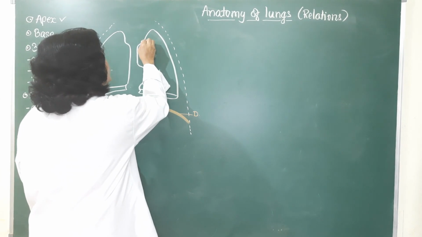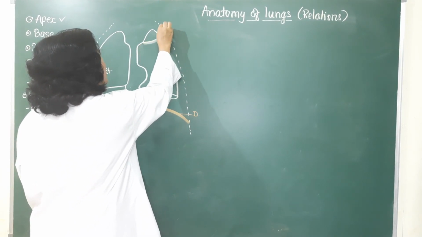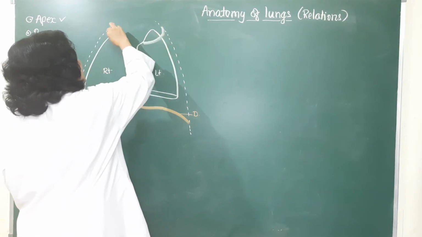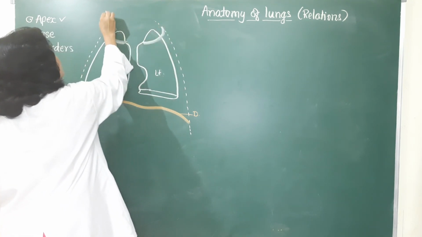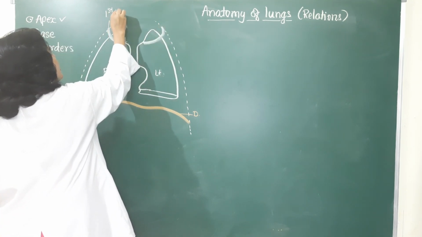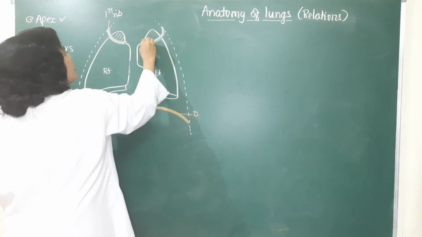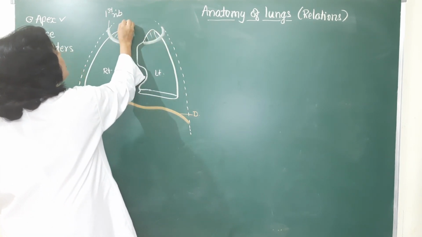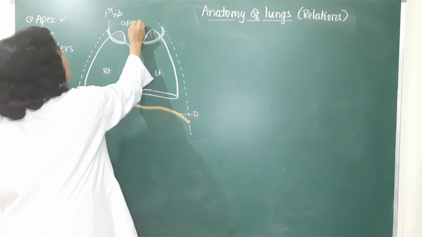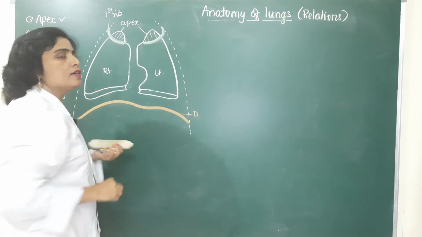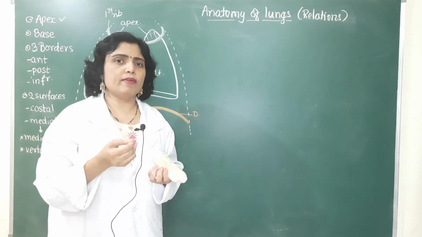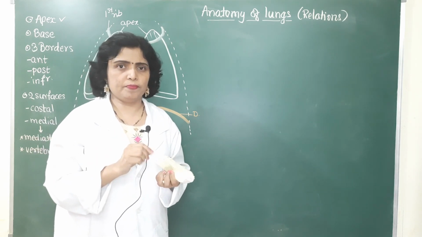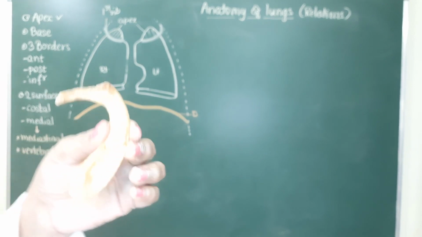You know, the apex is the part of the lung which lies above the level of the first rib. Suppose here I have drawn the first rib. The part above it will be referred to as the apex of the lung. Before we see the relations of the apex, once we will revise the features of the first rib. Now this is the first rib.